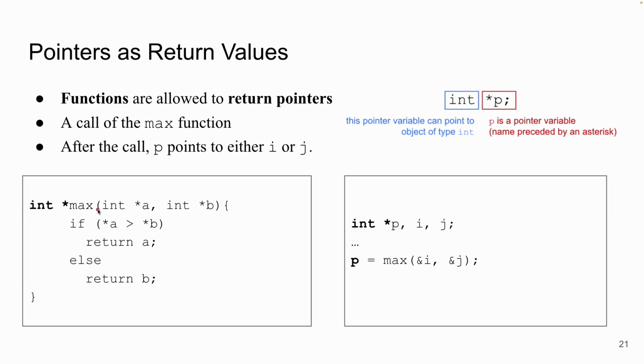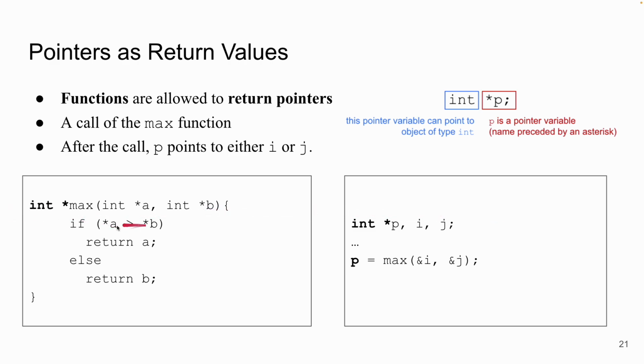So this declaration of the function is pretty similar to a declaration of pointer variables. If we put this type as the function's return type, you know that what this function should return is a pointer variable pointing to an integer variable. So it's an int pointer. What this function will do is compare the values stored inside the objects pointed to by a and b, and then return the one that is larger than the other.